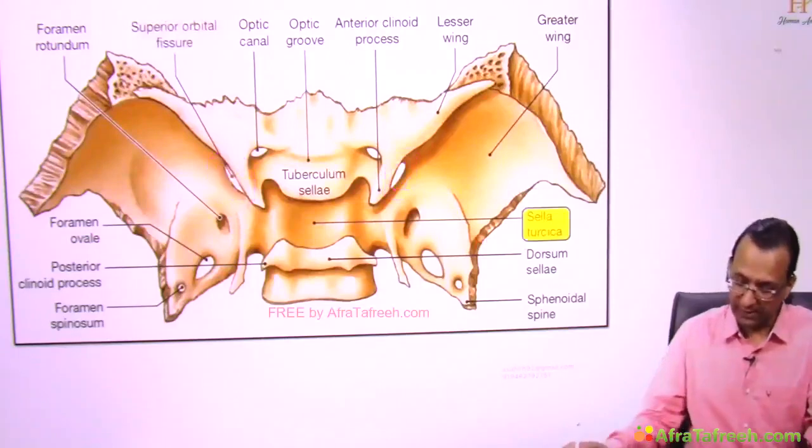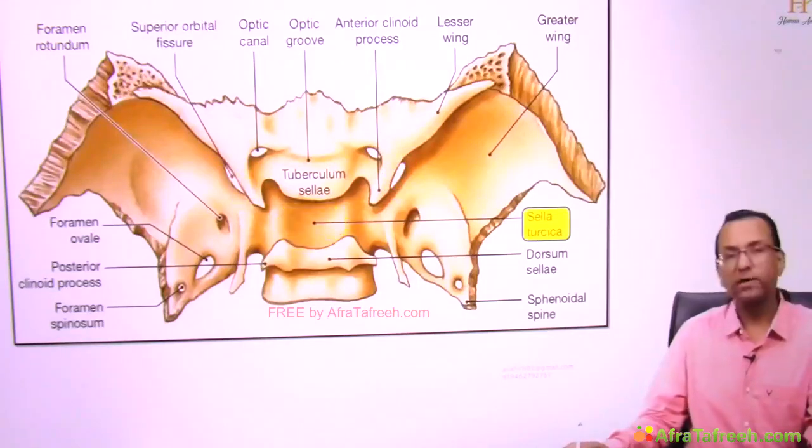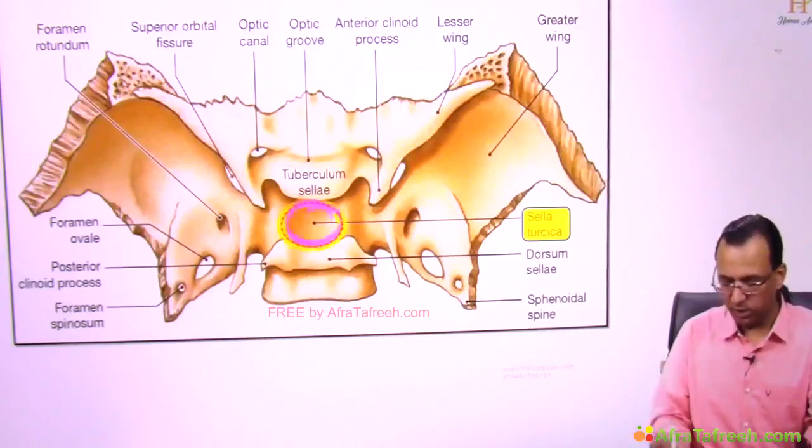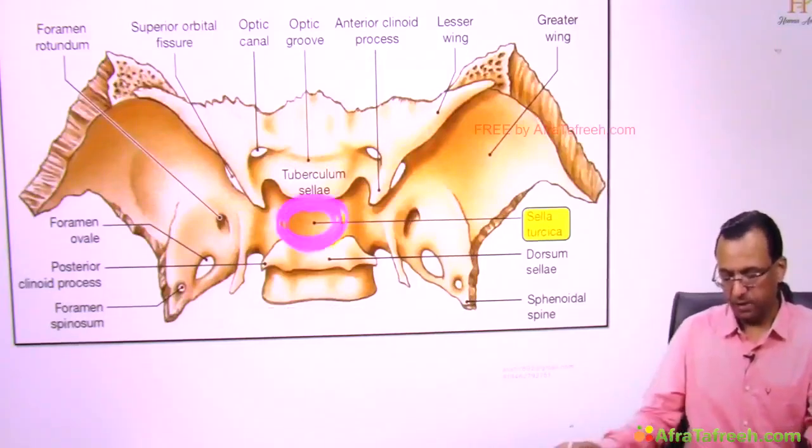And what is this? This is the pituitary gland. No, like where do you keep the pituitary gland? In the body of sphenoid. Where in the body of sphenoid? That is sella turcica.